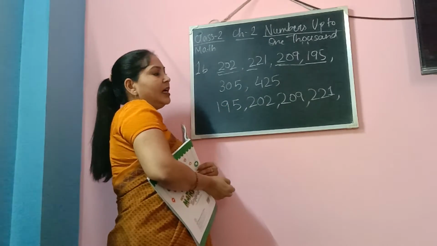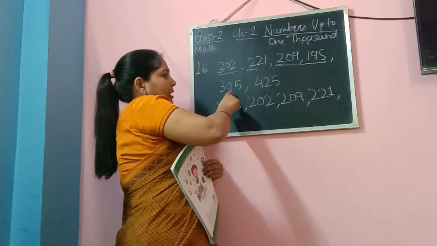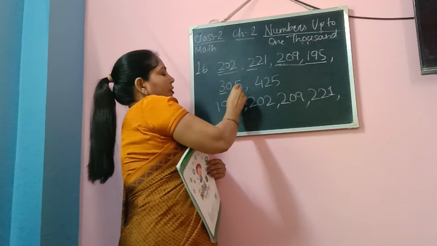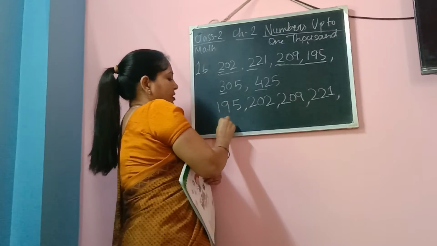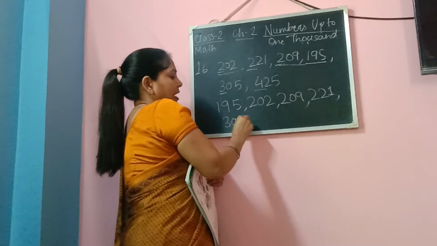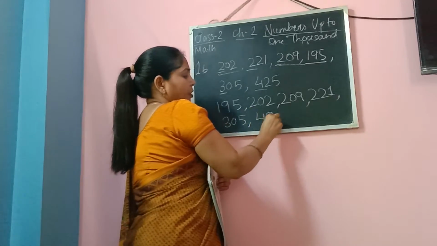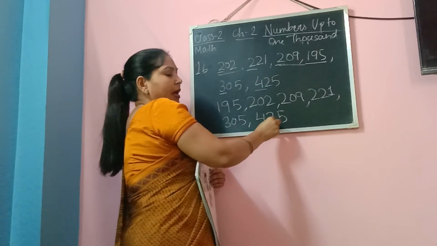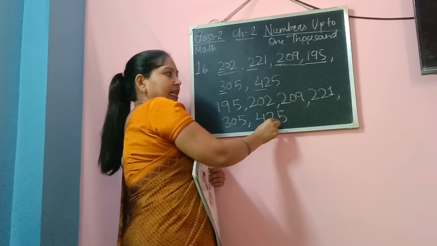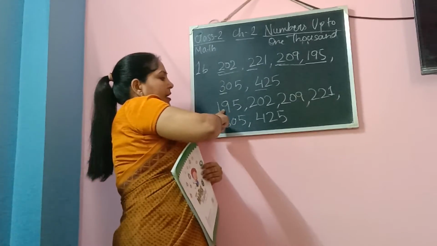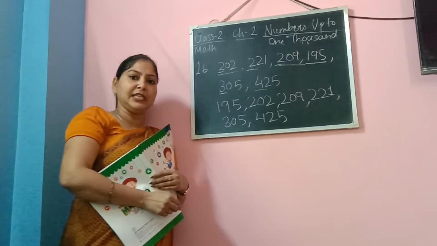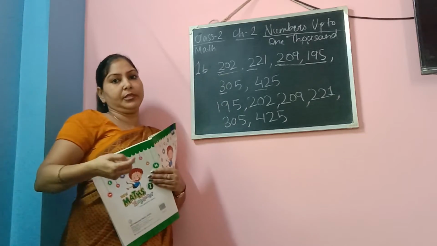Okay, done till here. Now we are left with these 2 numbers. Which one will be the smaller number out of these 2? We know 3 is smaller than 4. So we will write this number first, 305 and then 425. So 425 is the largest or greatest number among all these numbers. And 195 is the smallest number among all these numbers.